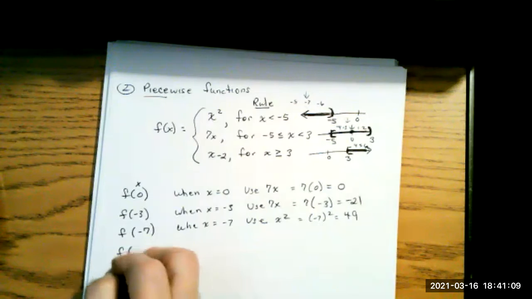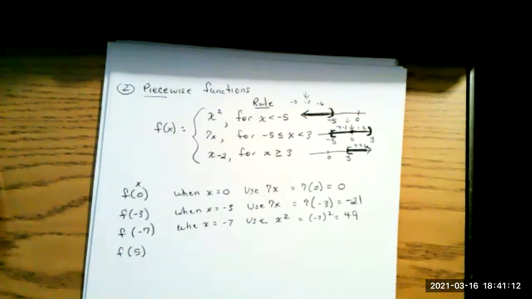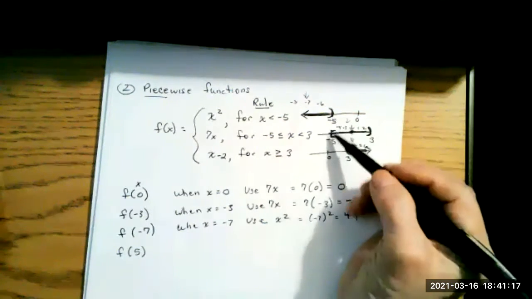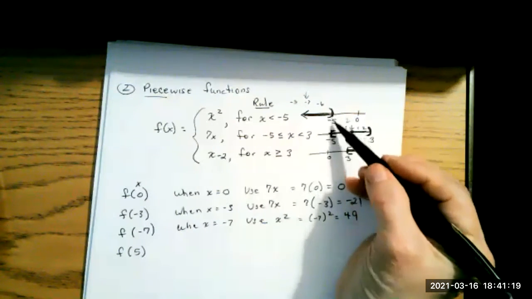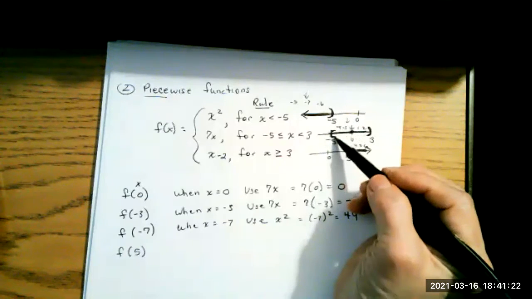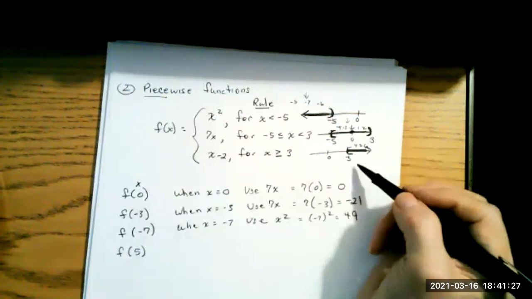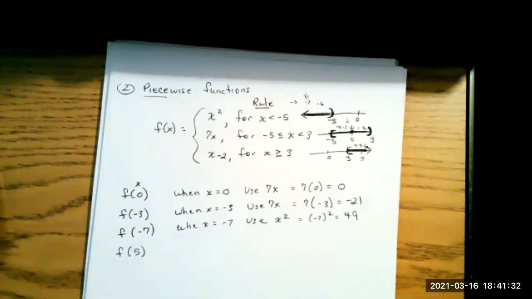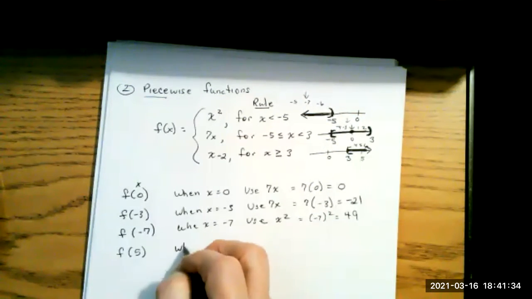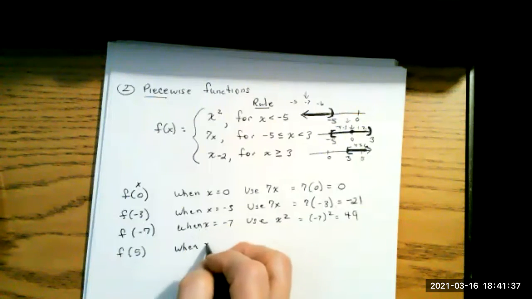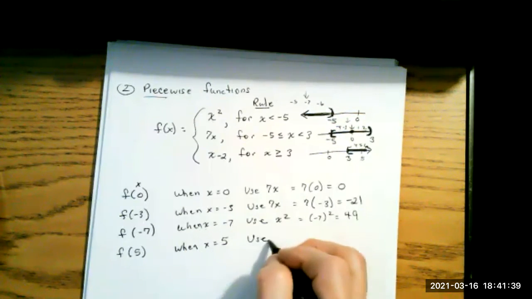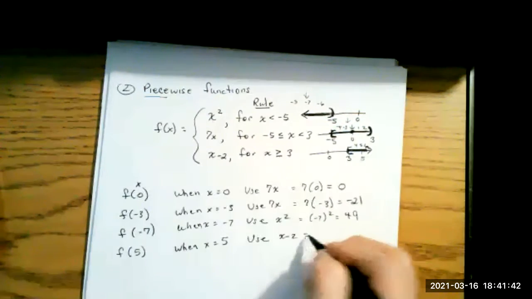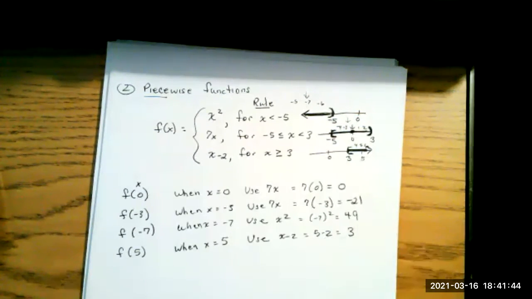And they have about 4 or 5 of these. They're going to say find f of 5. Well, f of 5 is, well, this is a borderline right here. Do I want the top one or do I want the middle one with 5? Oh, it's +5. Scratch that. It's over here. 5. So I want this one. This is when x equals 5. So I'm using this rule, x minus 2. 5 minus 2 is 3.